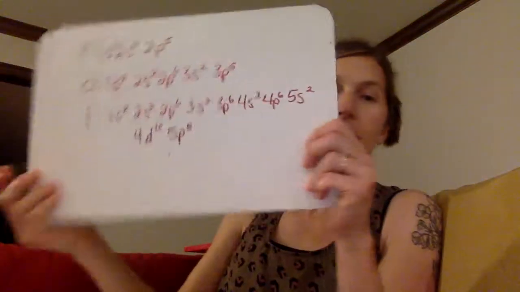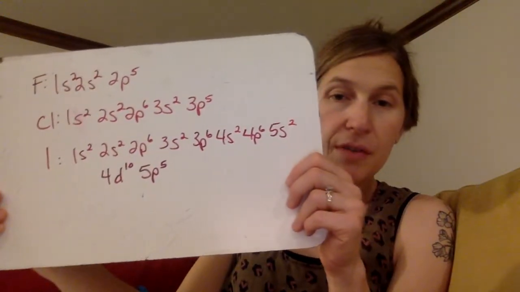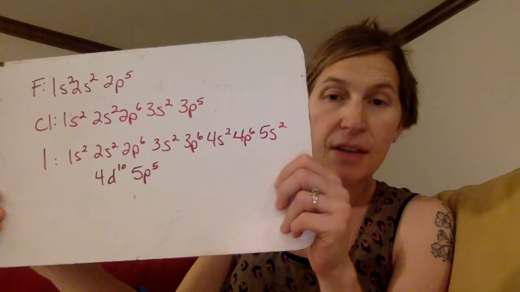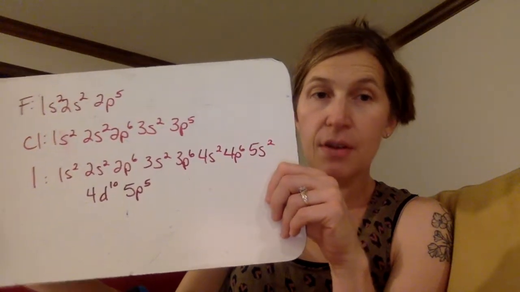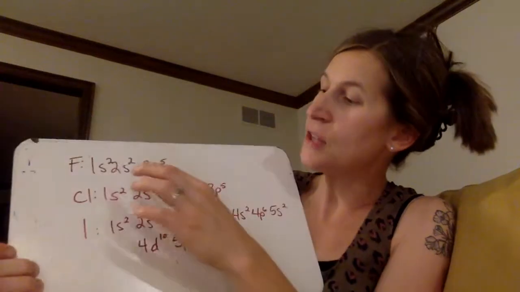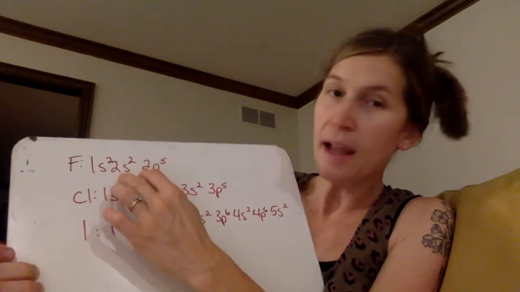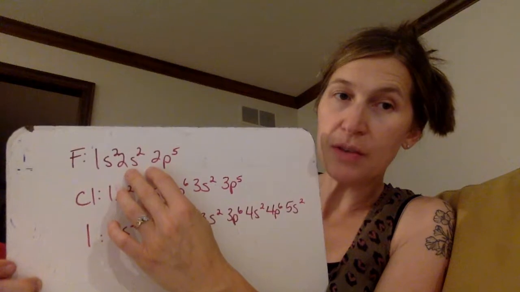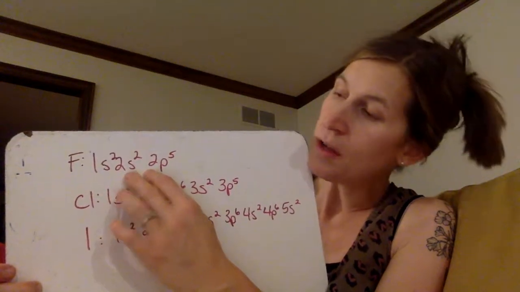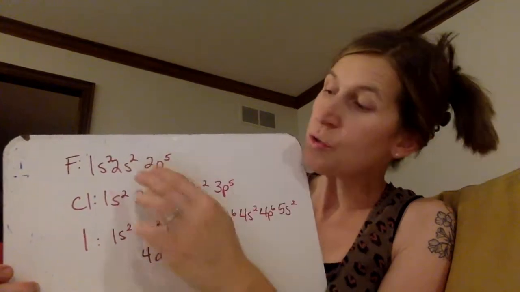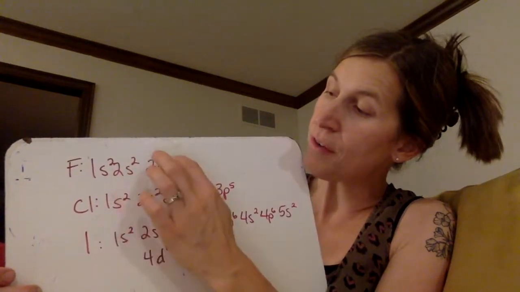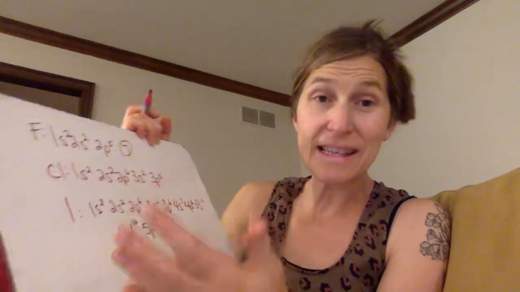So if we look at all these, we are going to try to figure out how many valence electrons are in each of these. So we're counting the electrons in the highest energy level. If we look at fluorine, its highest energy level is 2, okay? And there are 2 electrons in that s orbital, and 5 electrons in the p orbital. So just in that energy level of 2, there are 5, 6, 7 valence electrons. Those are the farthest ones out because they're in the highest energy level.